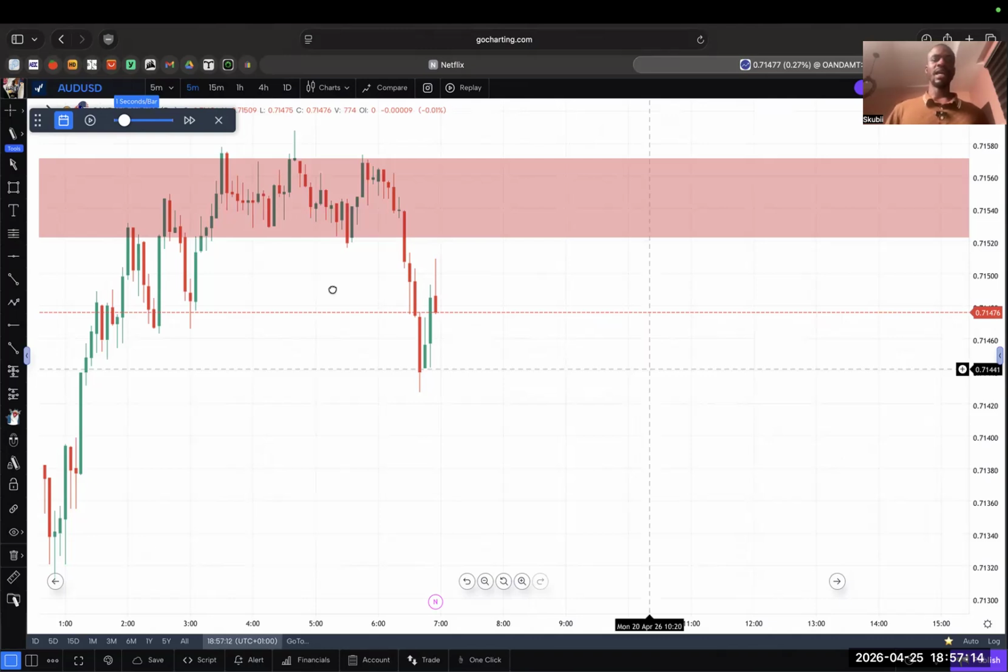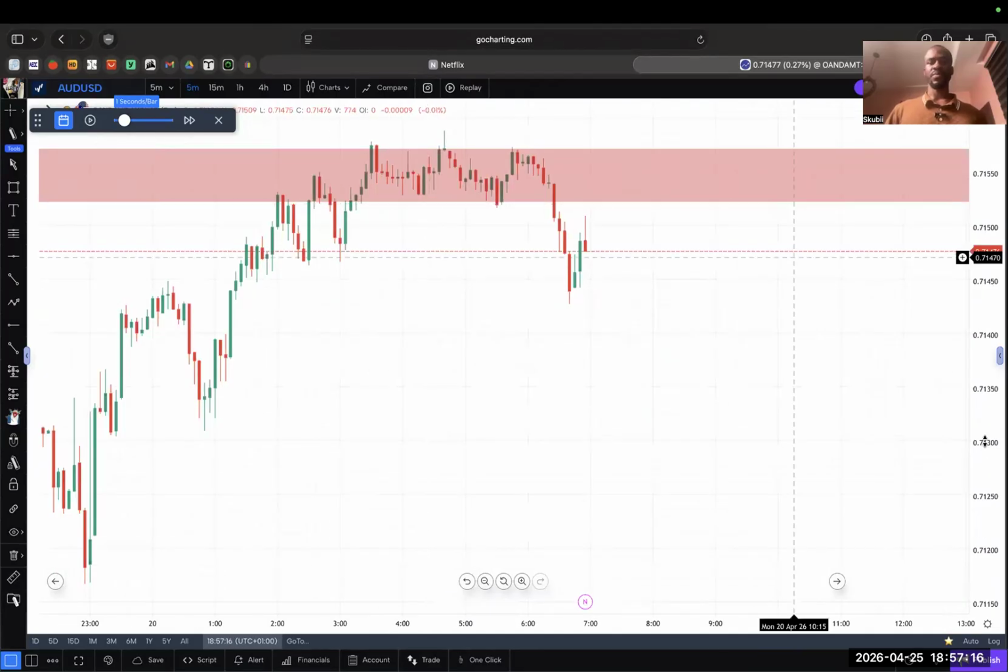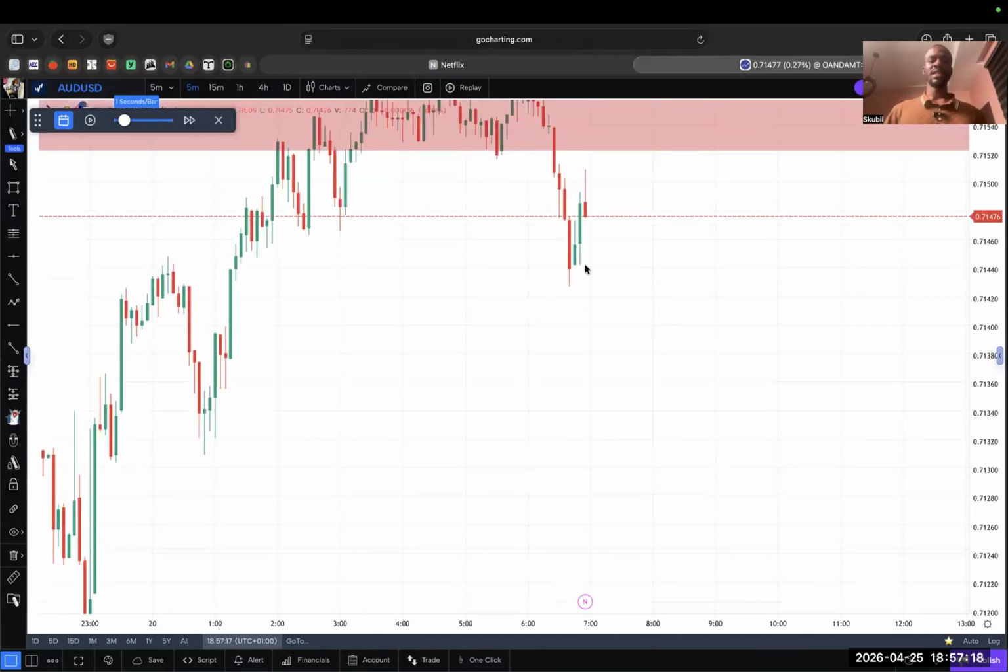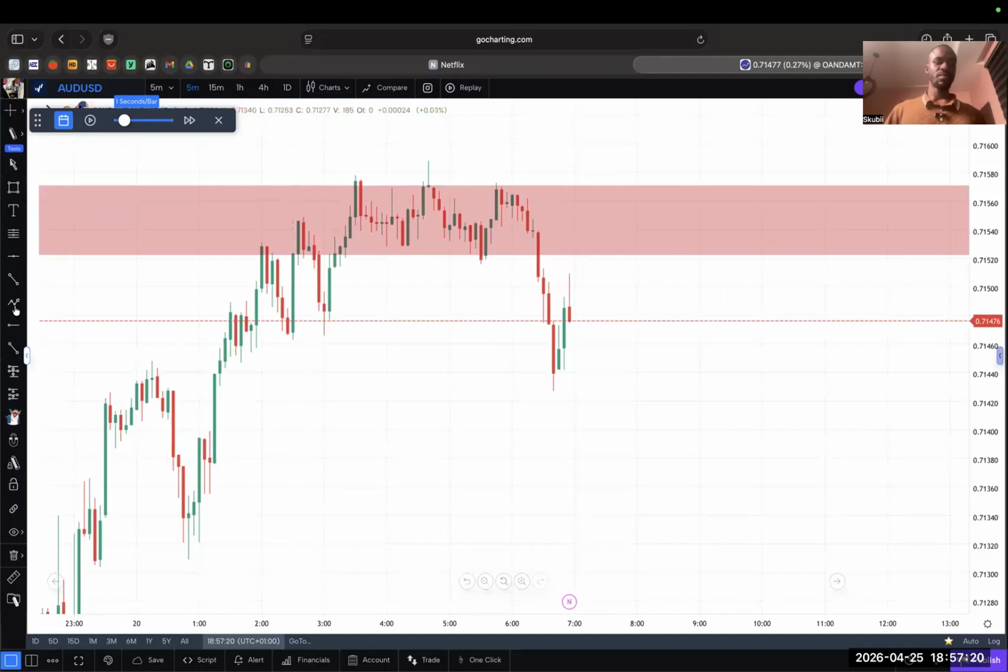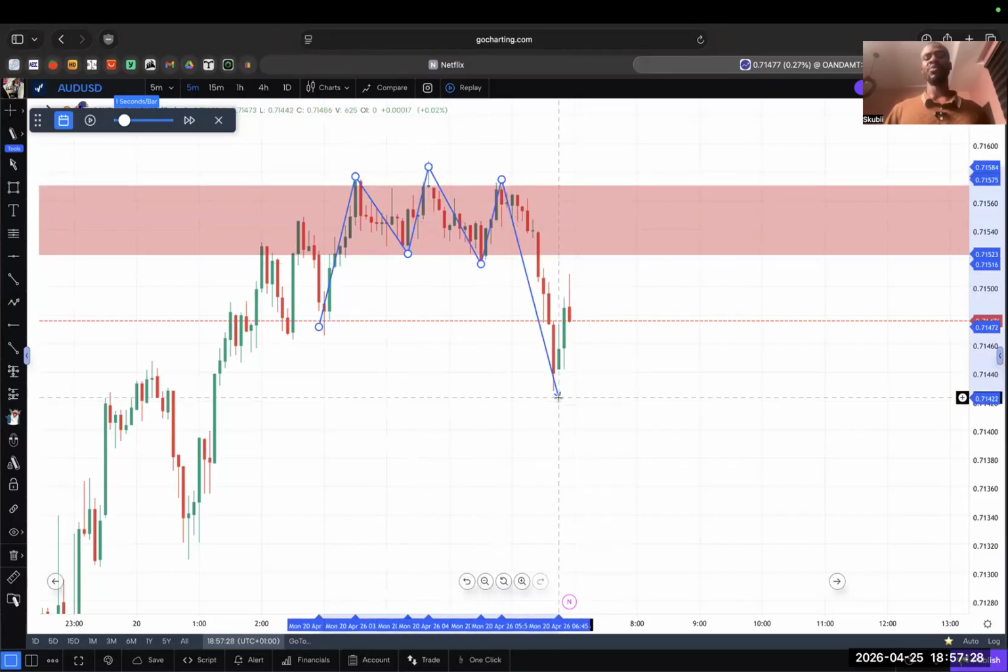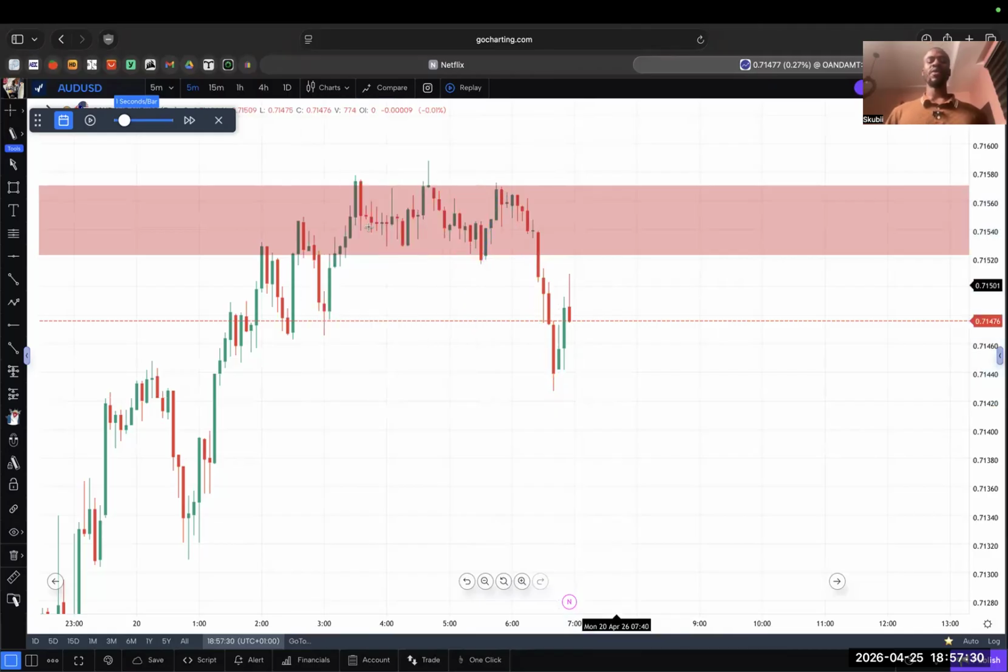You'd see that when price tapped into this level, we were having a series of higher highs and higher lows. We failed to create a higher high, higher low. We failed to create another one, and then price broke below. So that was why I was like, okay, let us have a sell limit here.